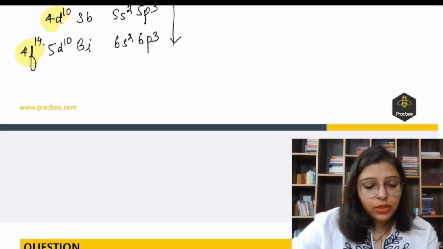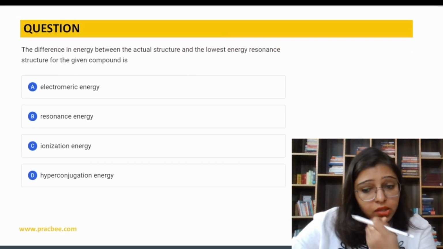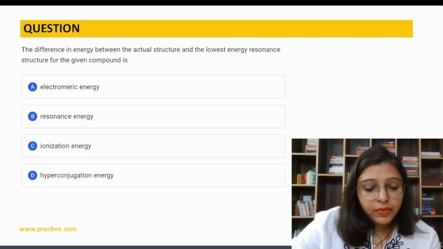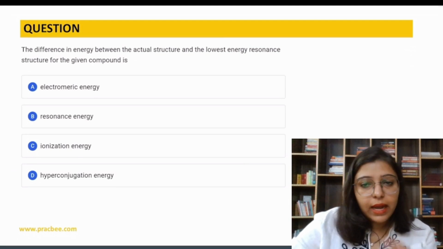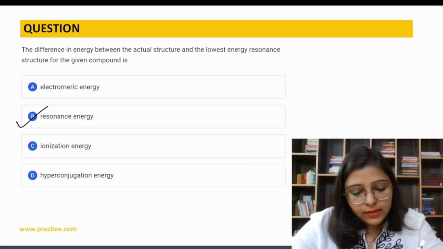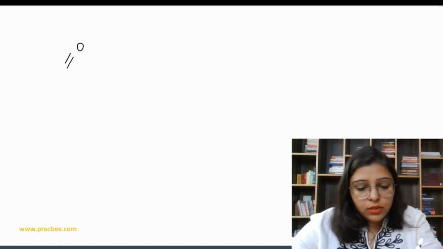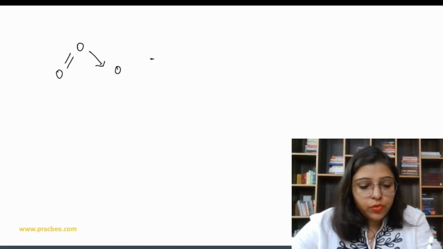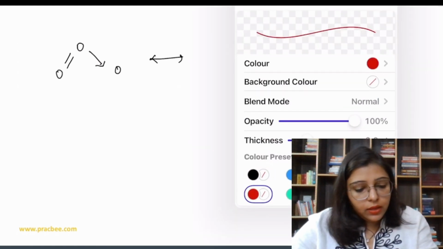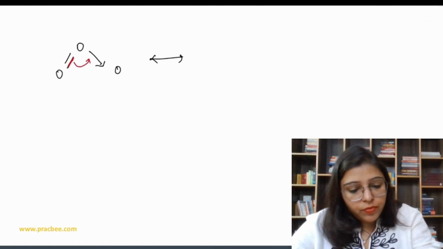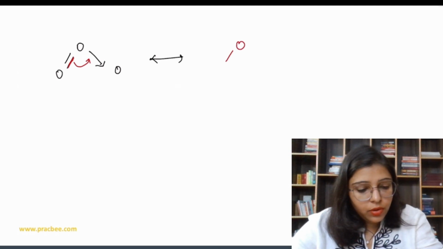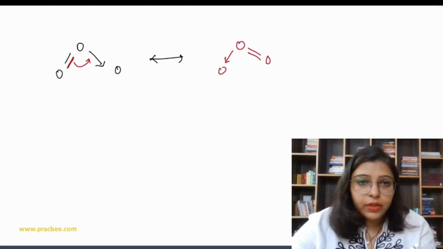Okay, now let's do the next question. The difference in energy between the actual structure and the lowest energy resonance structure for the given compound is the resonance energy. So see, if I talk about the structure of ozone, ozone is this, right? So we can form the resonating structure in that way. How? This pi bond can move over here. So we can write O or either double bond O, right?